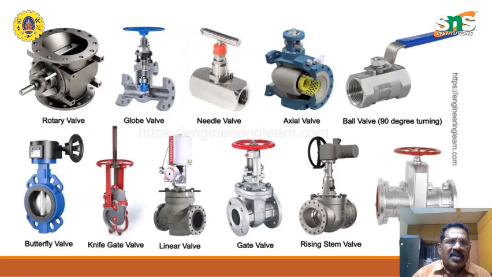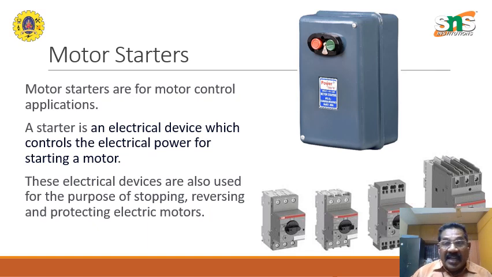Right. Okay, so here we have the different types of valves: the rotary valve, the globe valve, the needle valve, axial valve. Ball valve is generally used at home. You have the butterfly valve, which is used in industries, and then you have the knife edge valve, linear valve, gate valve, again a domestic one, rising stem valve, etc.